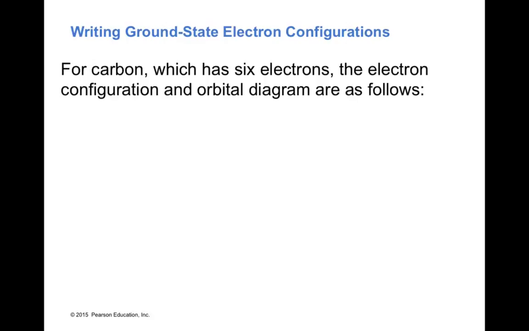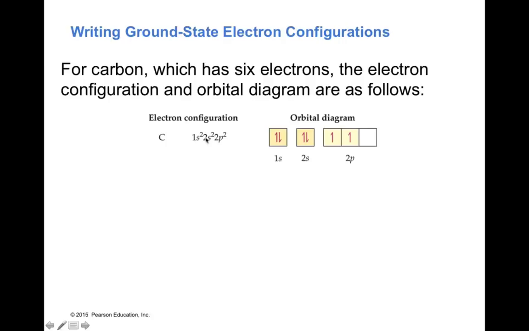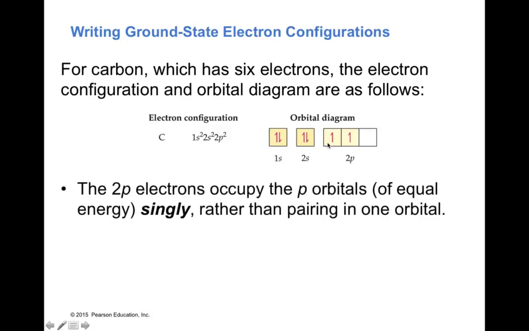So for carbon, which has 6 electrons, the electron configuration and orbital diagram are as follows. Here we have 6: 2 in the 1s, 2 in the 2s, and 2 in the 2p. Now, the 2p electrons occupy the p orbitals singly rather than pairing in one orbital, if you have the chance to put them in individual orbitals. Remember that for the 2p, as we saw before, we have a p orbital in each of the 3 axes: px, py, and pz. That's why we have three different subshells of p.